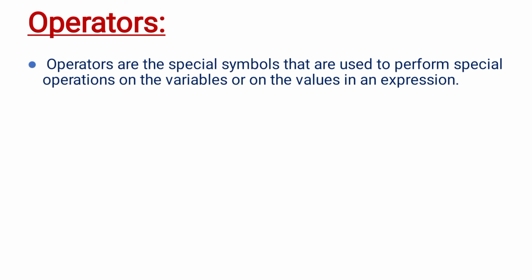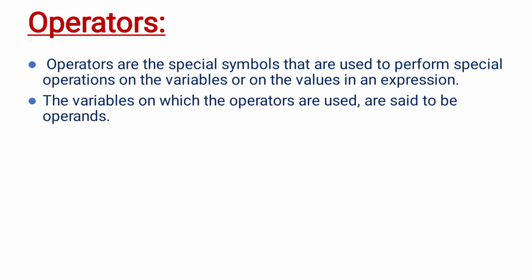Operators. First, what is an operator? An operator is a special symbol that is used to perform special operations on the variables or on the values in an expression. Here, operators are the special symbols. These are used in writing expressions. In those expressions, whatever values or variables we write, these symbols perform some special operations on them. So those symbols are called operators here.